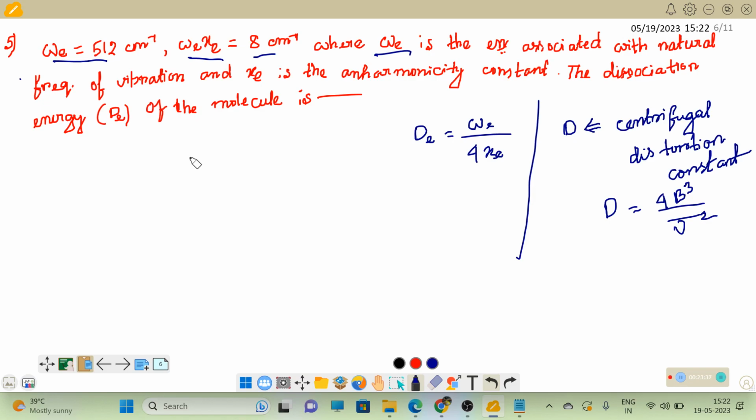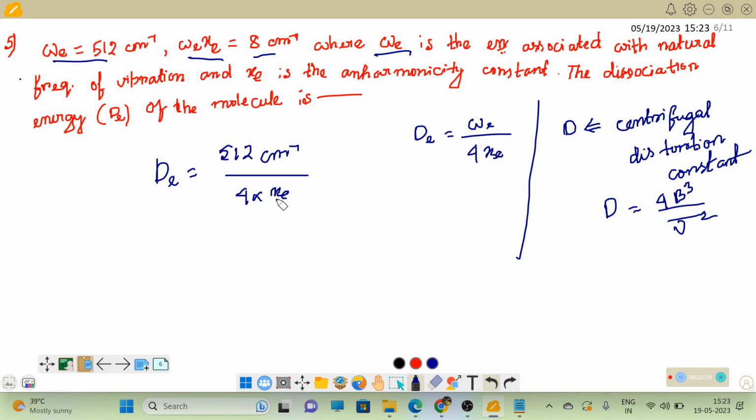So dissociation energy equal to omega e squared by 4 omega e x e. Now we will put the values. We will put the values simply, and nothing is there in this problem. So D e equal to omega e, which is given here as 512 centimeter inverse, and x e we have to calculate.